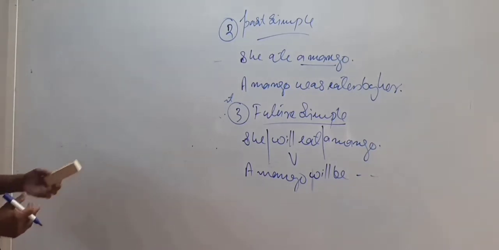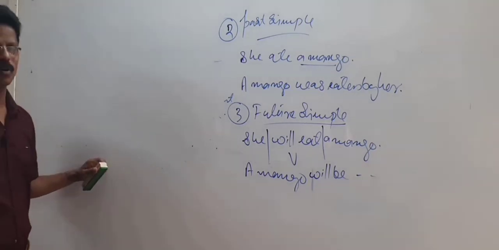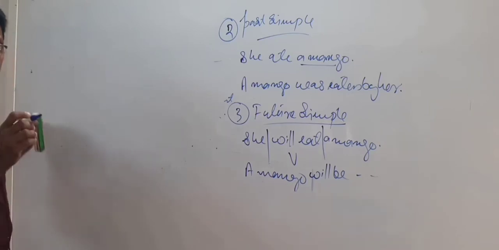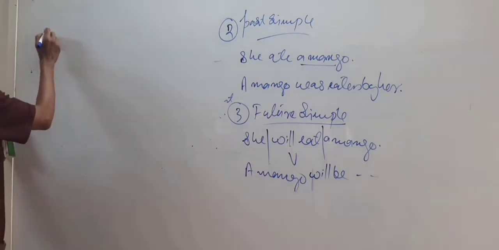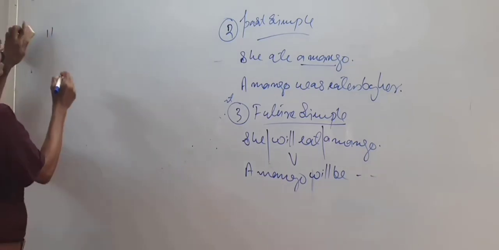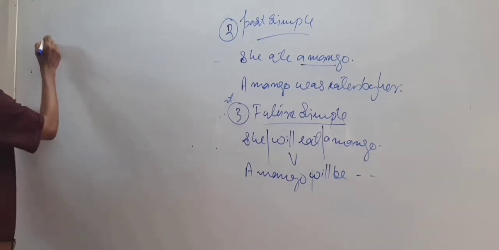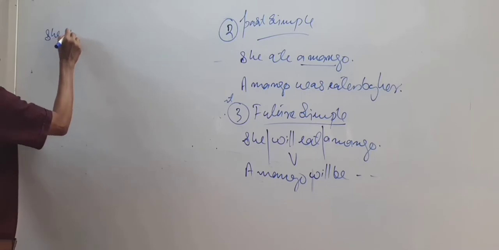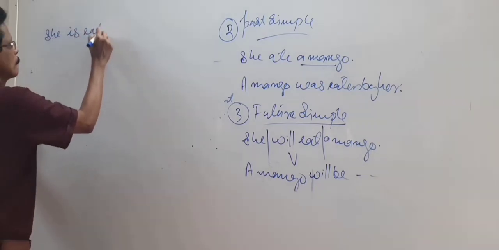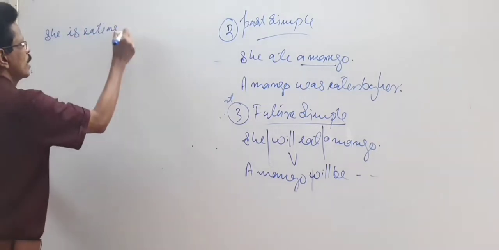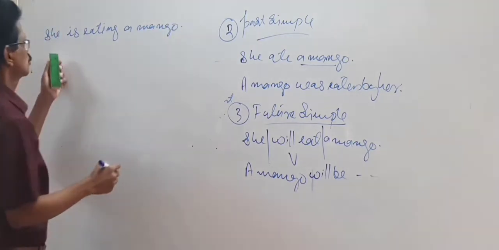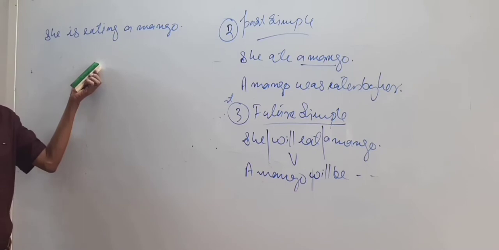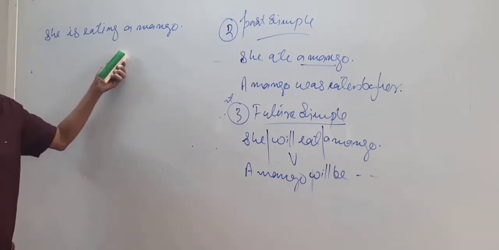Okay, so he eats a mango is our example. Now, when it is changed to present continuous, how will it be? Every example, she. Okay, she is eating a mango. She is eating a mango. So, ing form, present continuous tense.